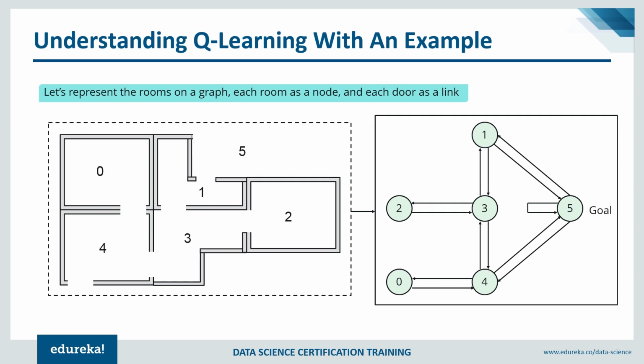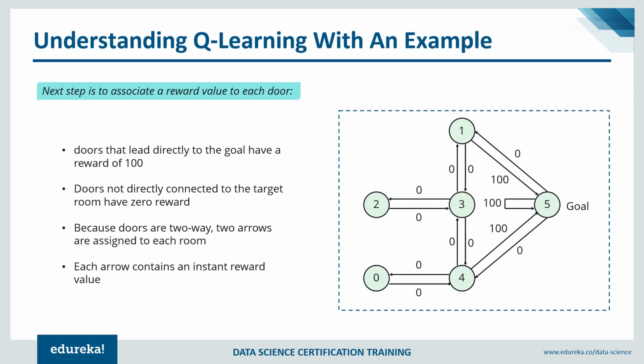Now let's represent the rooms on a graph, with each room as a node and each door as a link. So as you can see here, we have represented it as a graph, and our goal is to reach node 5, which is the outer space. The next step is to associate a reward value to each door. The doors that directly lead to the goal have a reward of 100, whereas the doors that do not directly connect to the target have a 0 reward.